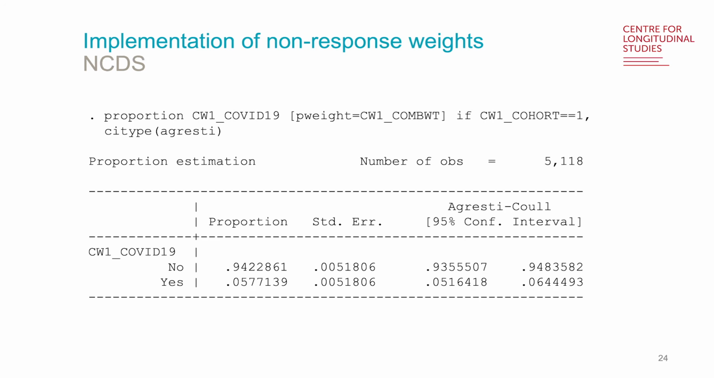In NCDS, we said there's no design weight. So again, we just use this combined weight here. And in this case, this is just the non-response weight rather than being combined with the design weights. And now we see among NCDS cohort members, there's a reported prevalence of coronavirus of 5.8%. BCS70, exactly the same. There's no design weight to take into account, so the combined weight is just the non-response weight. And we see here that the prevalence has gone up to 10.2%.